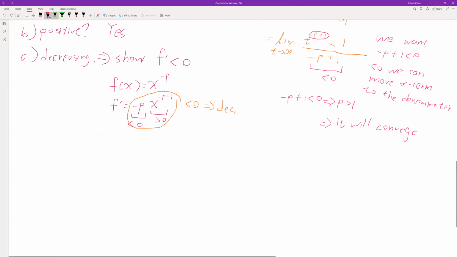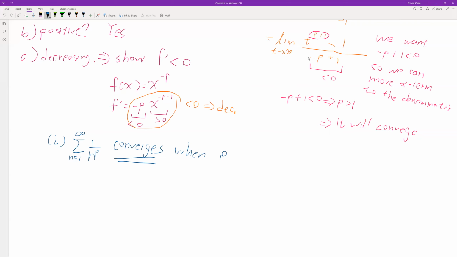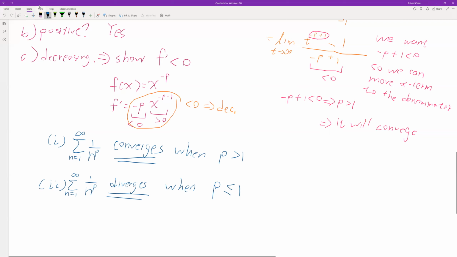So what can we say from this result? There are two cases. First, the infinite series of 1 over n to the power of p converges when p is strictly greater than 1. Second, the infinite sum of 1 over n to the power of p diverges when p is less than or equal to 1.